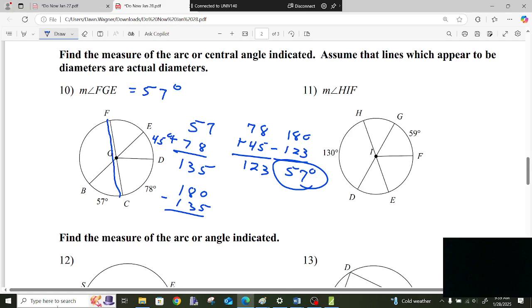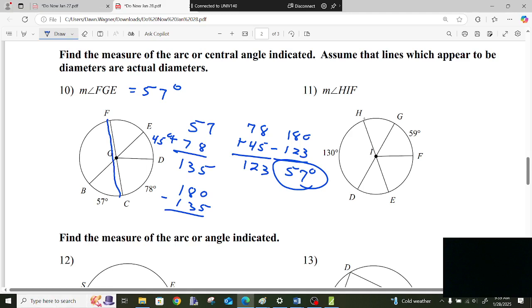Either way would have gave me 57. You could have noticed your vertical angles, or you would have had to split it up into looking at the two diameters. As long as you get 57 degrees, you're in good shape. Okay, what about number 11?